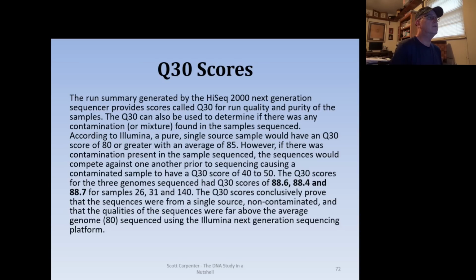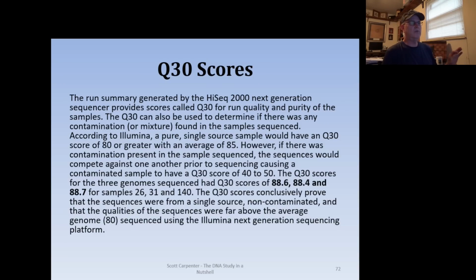Basically, the score of 80 or greater means it's not contaminated. The Sasquatch samples had an average of 85. Actually, they had an average of 88. Sorry. However, if there was contamination, your score would be 40 to 50.